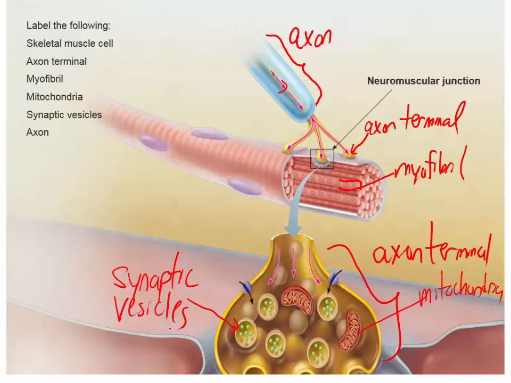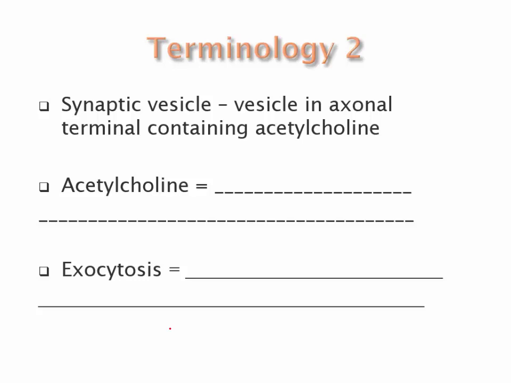What's that? So a little bit more terminology here. A synaptic vesicle, well, you saw what it looked like. It's a vesicle, but what's inside this one is something called acetylcholine. Acetylcholine is abbreviated ACh, by the way, so you might see that abbreviation. Acetylcholine is a neurotransmitter.